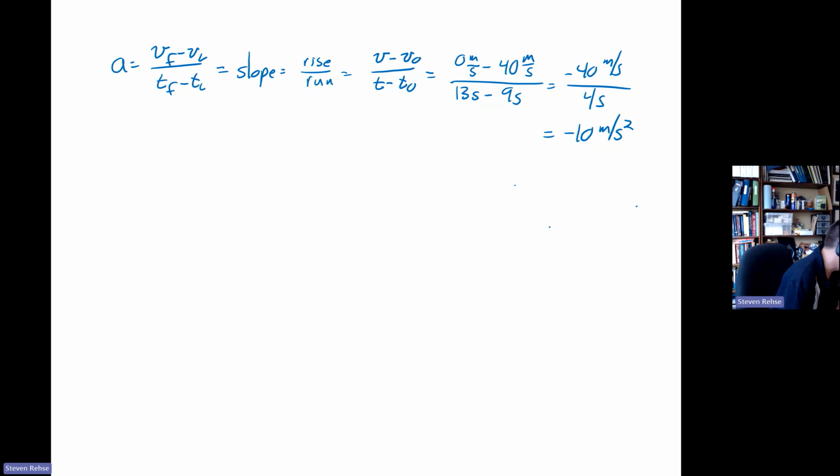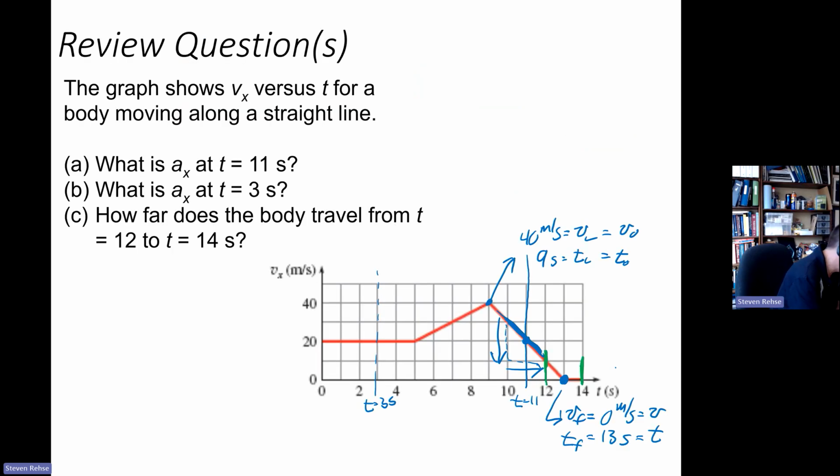The next question is what is AX at t equals 3 seconds? Well, t equals 3 seconds is that point right there. The velocity is constant during that time, so we know that the acceleration is 0. Just look, this is a tangent to that line. The slope of that tangent line is 0. So you know that the acceleration is 0 meters per second squared.